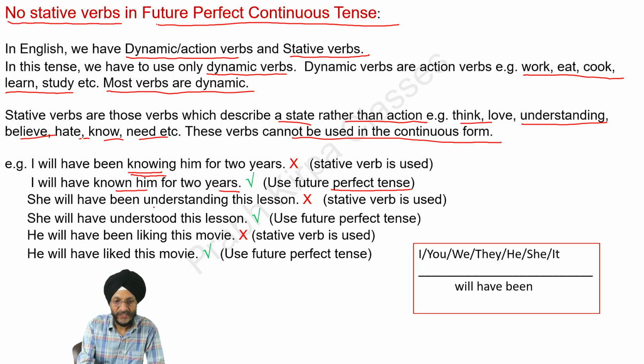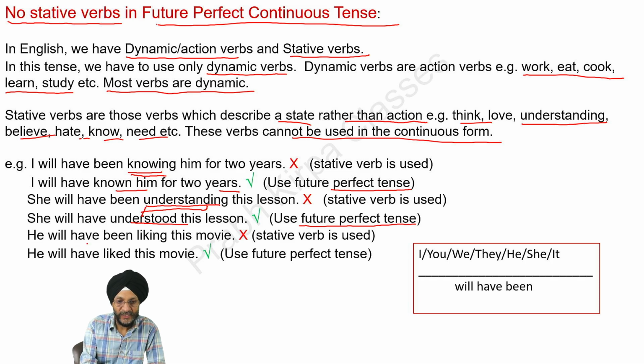Another example, she will have been understanding this lesson. Here understand is a stative verb. You cannot use it in continuous form. So we can only write this sentence in this form: she will have understood this lesson. That is, use future perfect tense.